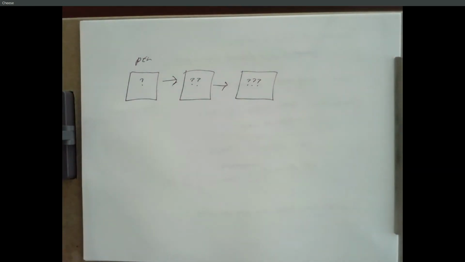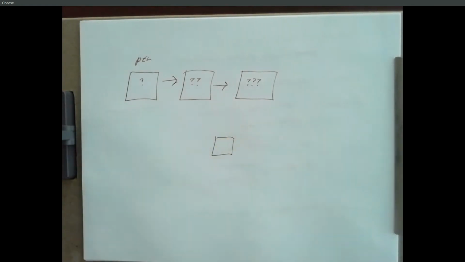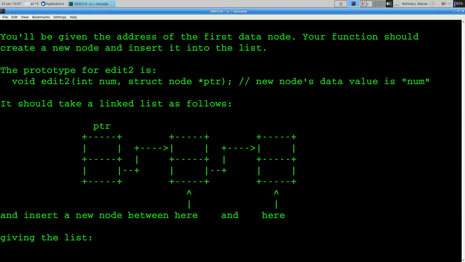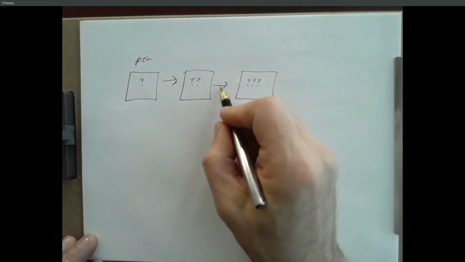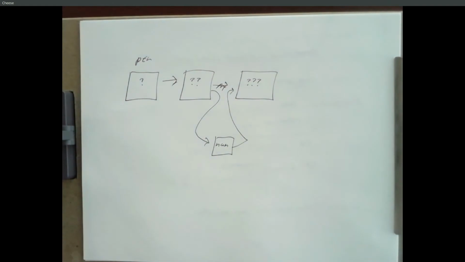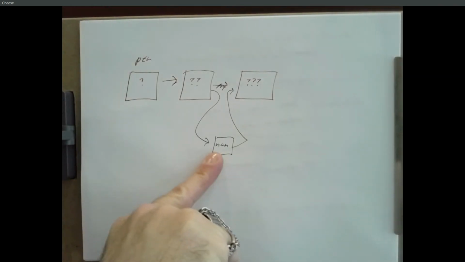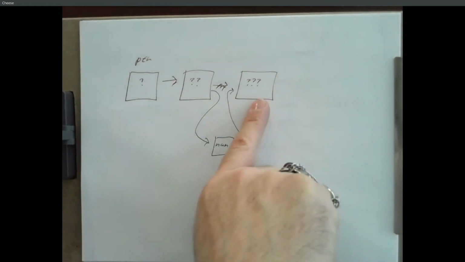What you want to do is create a new node. We're passing a number, num, so this is going to have num. You want to change this to point to this node and have num point to that last node. It's important when you do this that this is actually what you're doing. You're creating a new node, you're changing the second node to point to that, and changing that to point to the third.